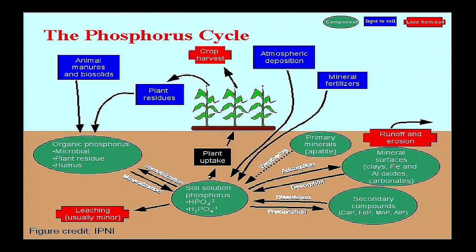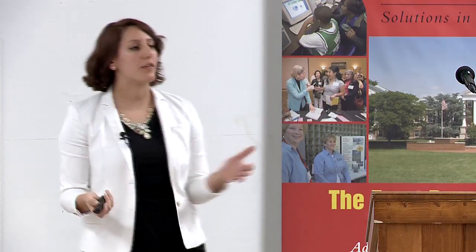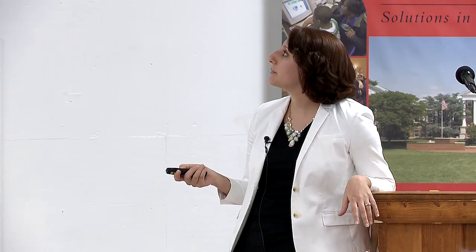And then we talk about our mineral fertilizers, our inorganics, those add right to that solution pool. And then we have our loss pathways, right? Runoff and erosion, which I'm going to talk about in a minute. And then we've got this leaching, and they always note on these figures, it's usually minor. But we know that it's minor maybe when you think about the whole country, but it's actually a very major loss pathway of phosphorus for us here in the Delmarva region, in our coastal plains type soils.